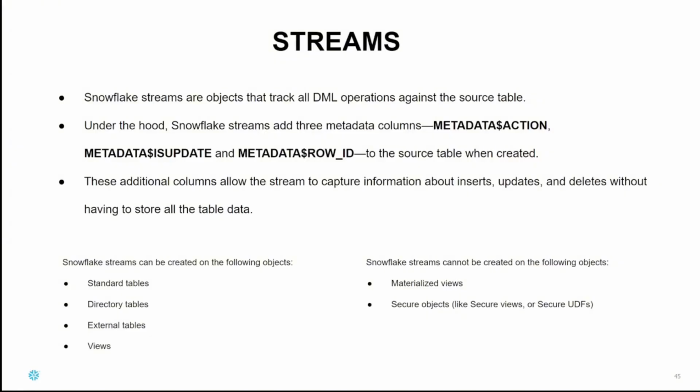A Snowflake stream can be created on the following objects: a standard table, a directory table, or an external table. You can even create a stream on top of views also. Some of the objects in Snowflake on which you cannot create streams are materialized views or secure objects such as secure views or secure user defined functions. On those you cannot create any streams.